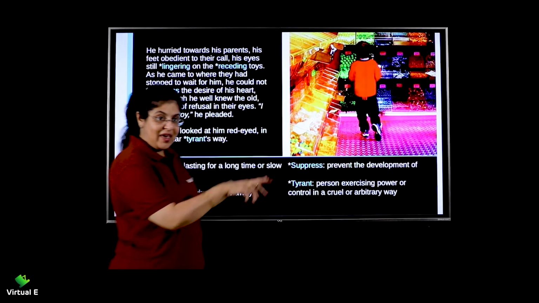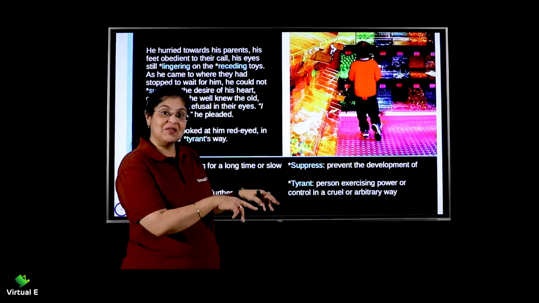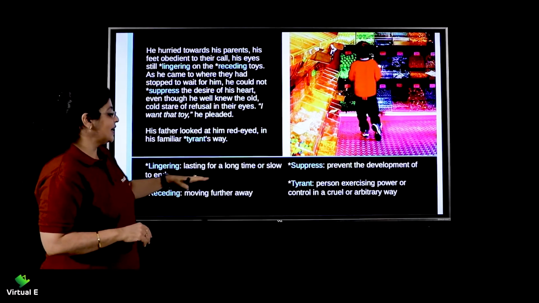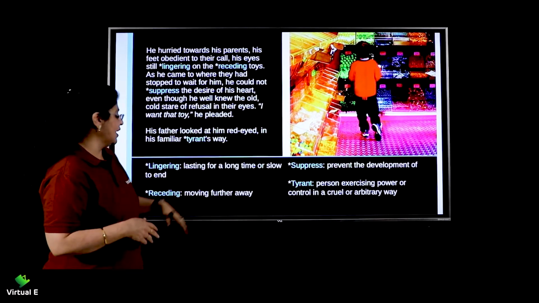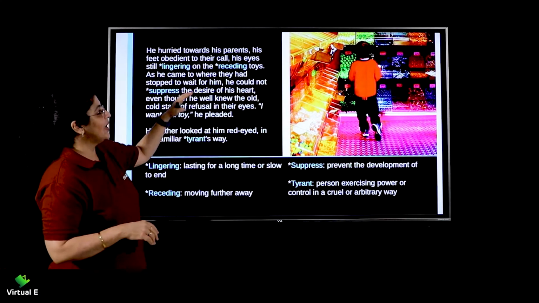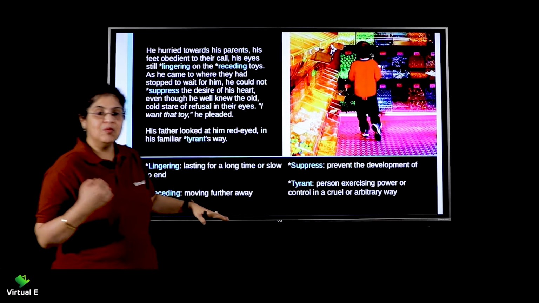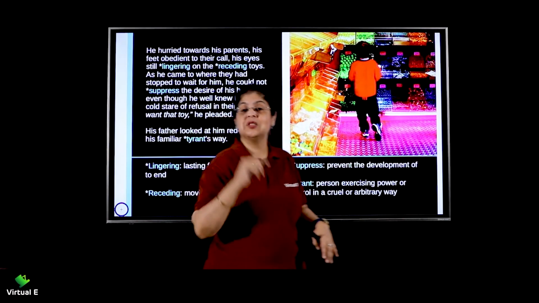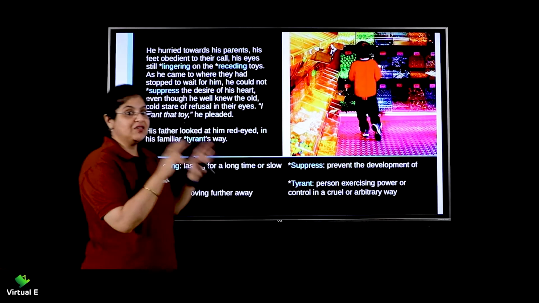Now the feet were there, but the eyes and the heart were where? There, at the toys. They were lingering, as in lasting for a long time or slow to an end. Your eyes are there, and which are the receding toys? Moving further. So as he was going, those toys were there, so his eyes were there, right? But the feet were obedient.